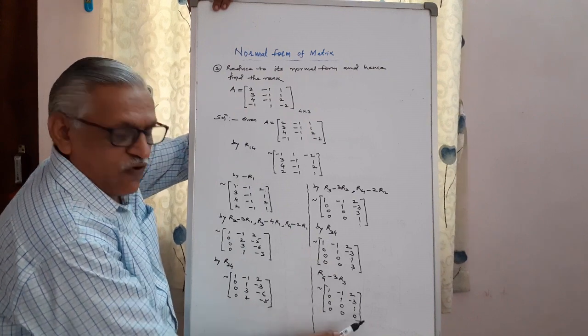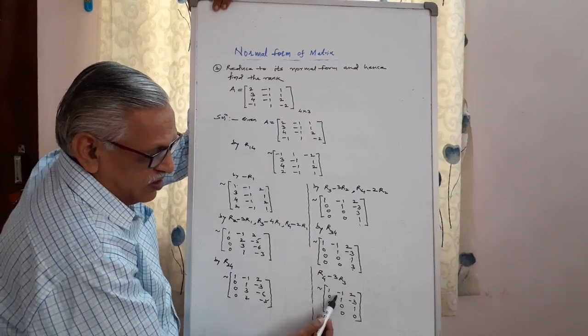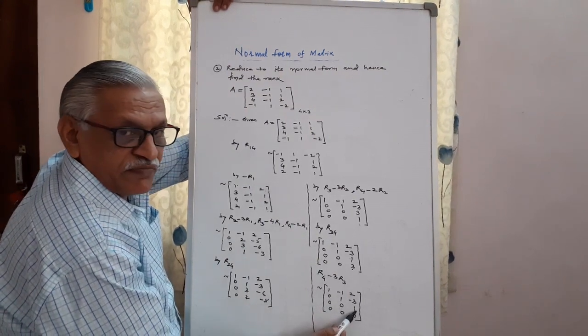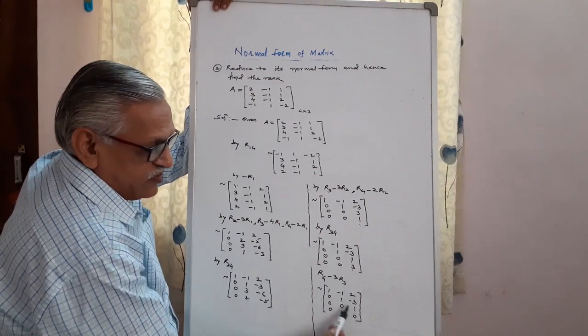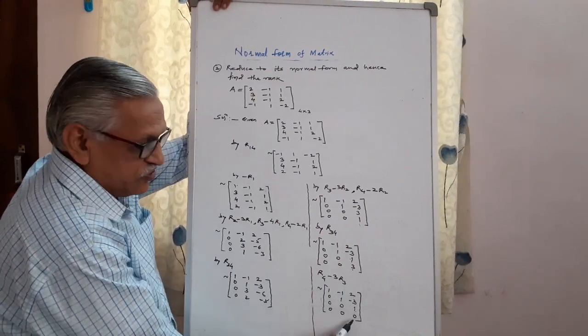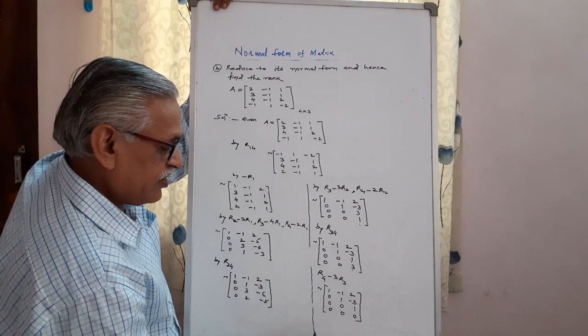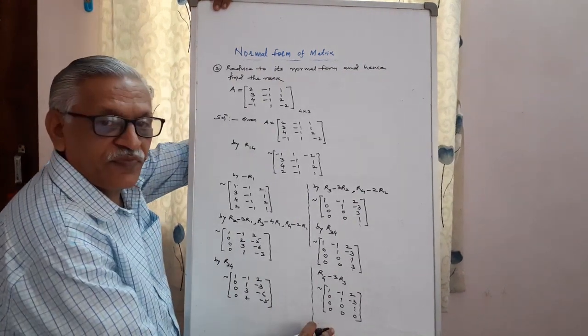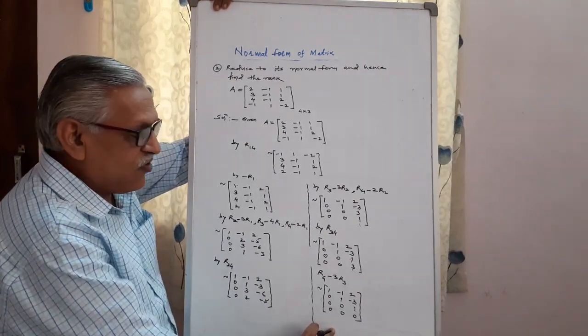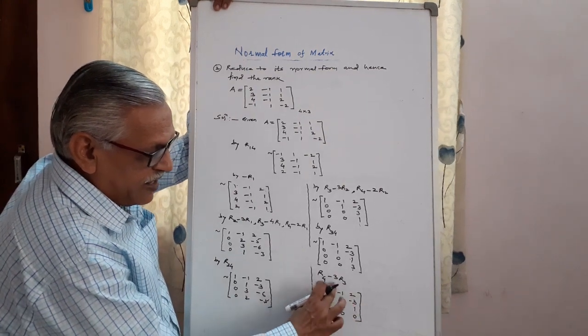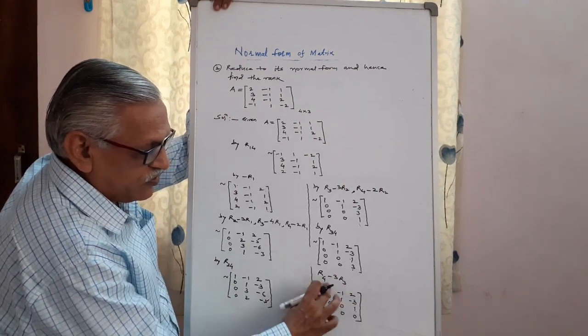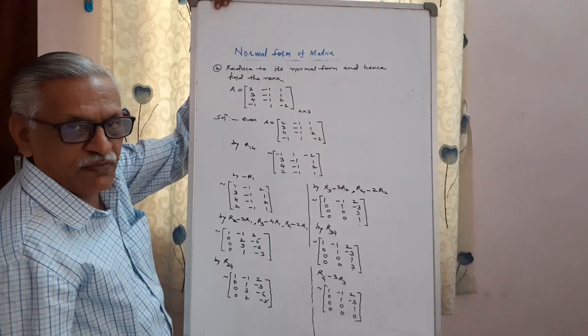This is the canonical form. Why? Because all the diagonal elements are 1 and the lower diagonal elements we have converted to 0. Therefore, it is the canonical form. And after getting this canonical form, we convert the upper diagonal elements to 0 by applying column transformation.